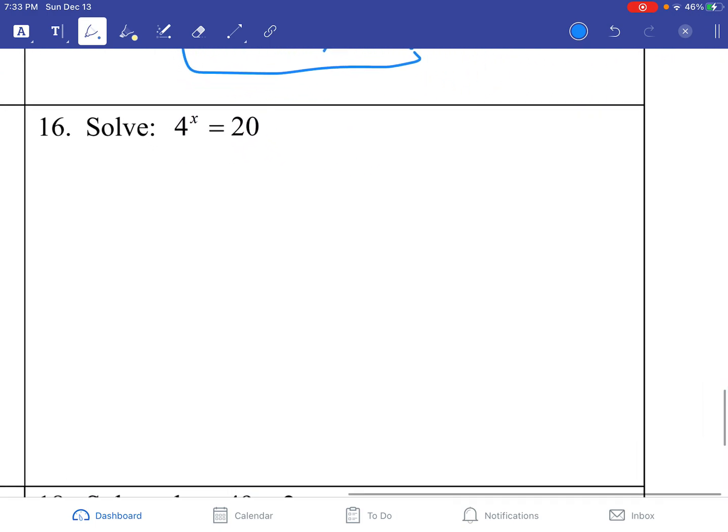Now number 16 is a little bit different because, unlike the last 2 exponential equations we've done, these don't have like bases, and they're not going to have like bases. So we're going to have to actually use logarithms to solve this. So what we're going to do is change this to a log problem. So the x as the exponent becomes the coefficient. We're going to put log of 4, and that's going to equal log of 20.